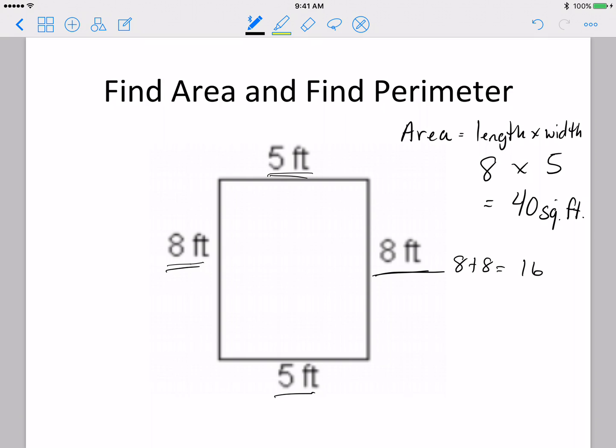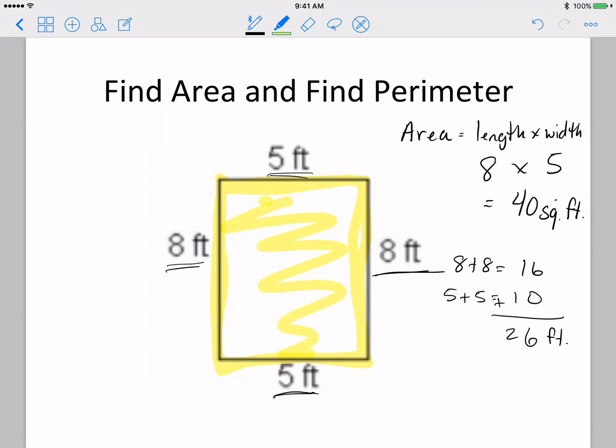And we're going to do 5 plus 5, that's equal to 10. 16 plus 10 is 26 feet. That would be the distance around the outside of this rectangle. It's not the area inside. No, it's just the distance around the outside.